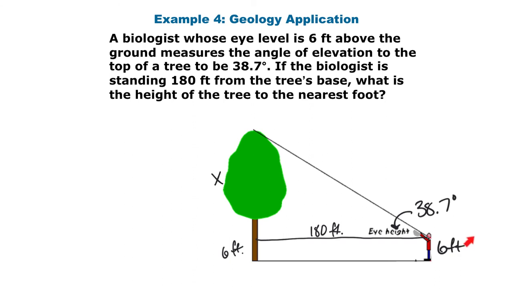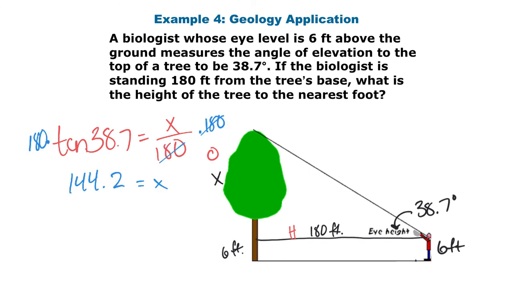Here I labeled what I know. I know that the eye height of my biologist is 6 feet. And then I drew this line across here because I know that this length right here is going to be 6 feet. It's 180 feet to the tree, and the angle of elevation is 38.7 degrees. So I'm looking at my right triangle. I have an opposite side I'm working with and an adjacent side I'm working with. And so that tells me I'm going to be using the tangent function. So the tangent of 38.7 is opposite over adjacent.